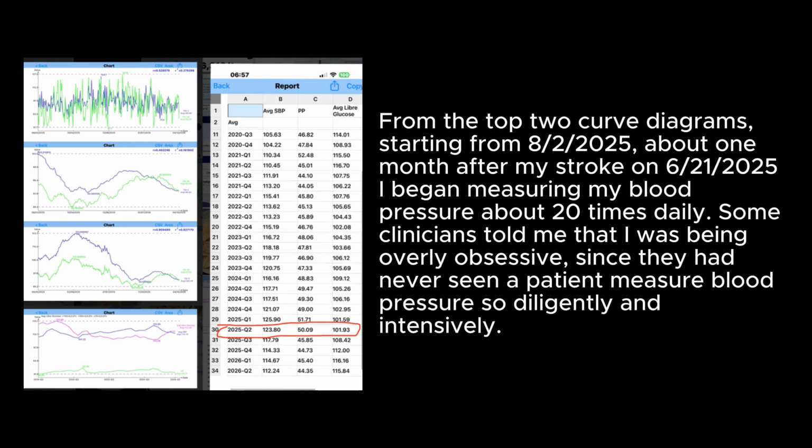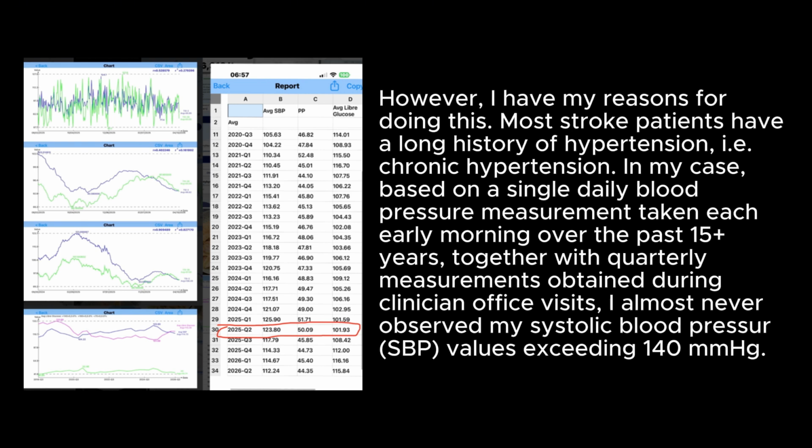From the top two curve diagrams, starting from the 2nd of August 2025, about 1 month after my stroke on June 21, 2025, I began measuring my blood pressure about 20 times daily. Some clinicians told me that I was being overly obsessive, since they had never seen a patient measure blood pressure so diligently and intensively. However, I have my reasons for doing this.